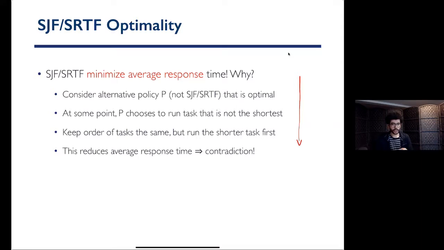You can prove this by contradiction. Say, if I don't run the shortest task and I run something else, then my average response time is going to go up. So that's how you prove that this is optimal, meaning that if you want the lowest, then you have to run the shortest first.